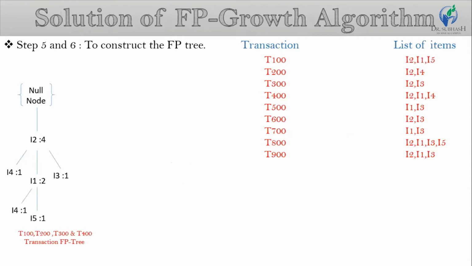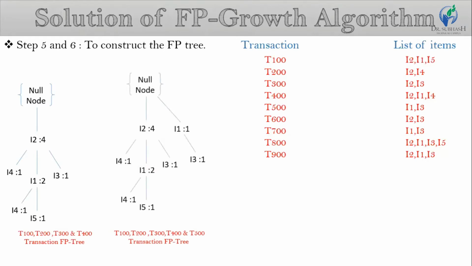Now the next transaction is transaction T500. It contains the items I1 and I3, which would result in a branch where I1 is linked to the root and I3 is linked to I1. Then we increment the count of each item.